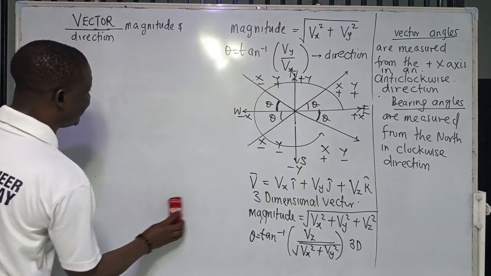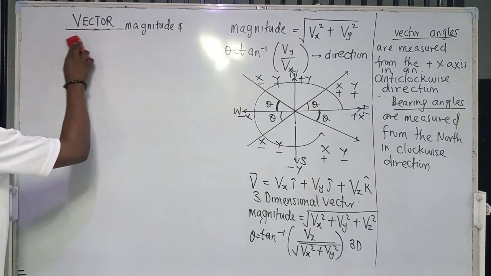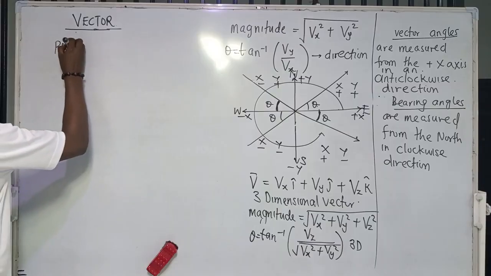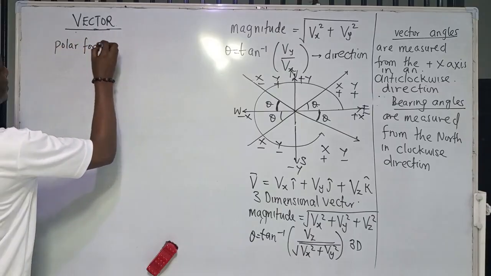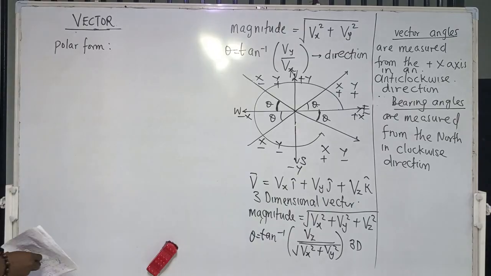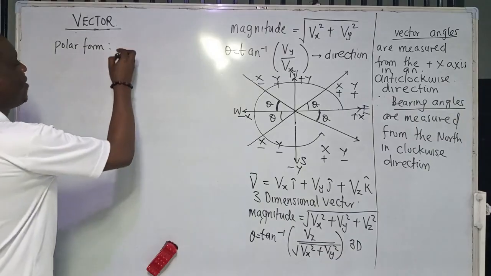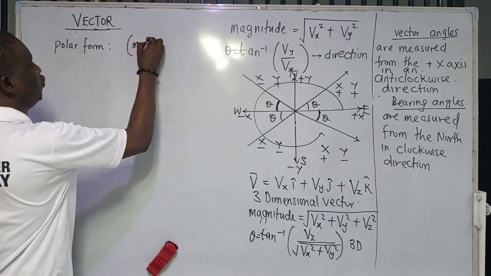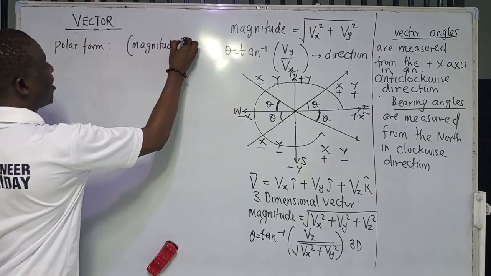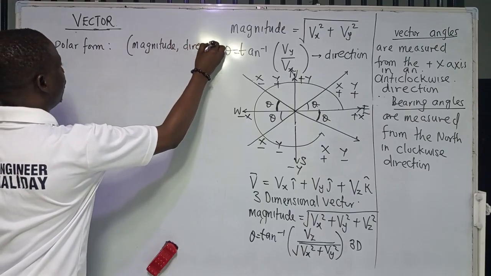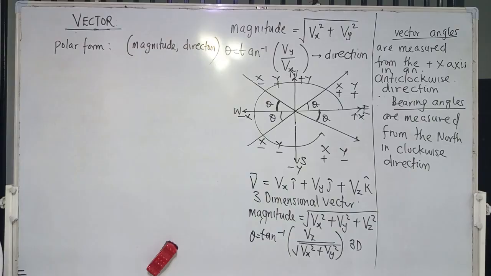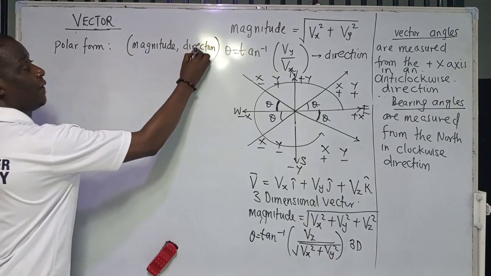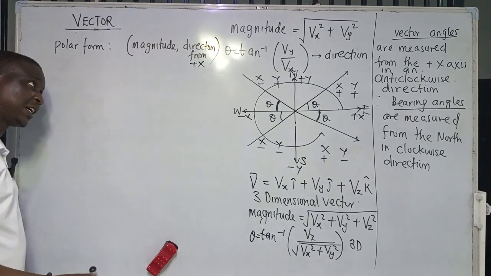We convert the question given to you into polar form. What is the polar form of a vector? A polar form of a vector is when vectors are represented in magnitude and direction. So your vector will be represented with the magnitude first, then the direction. The direction is measured from the positive x-axis. Please take note of that.